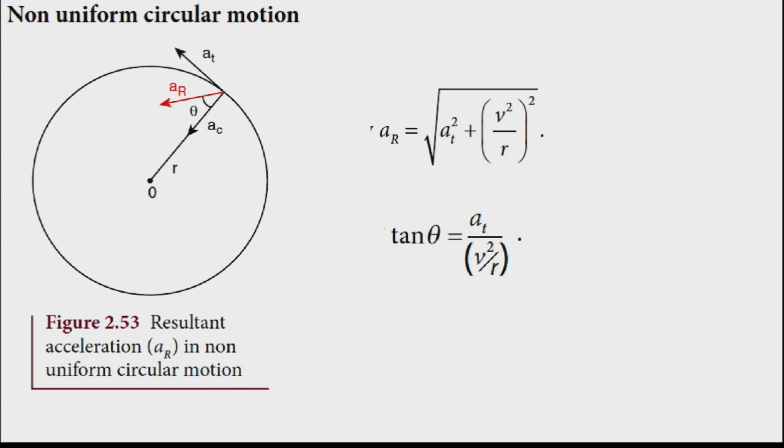Now the resultant acceleration makes an angle theta. This angle is given by tan theta is equal to at by v squared by r.